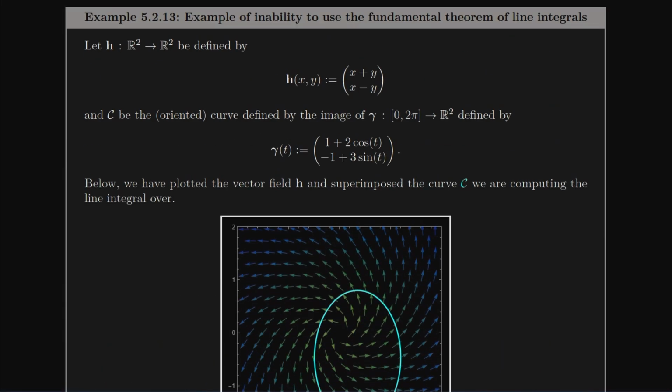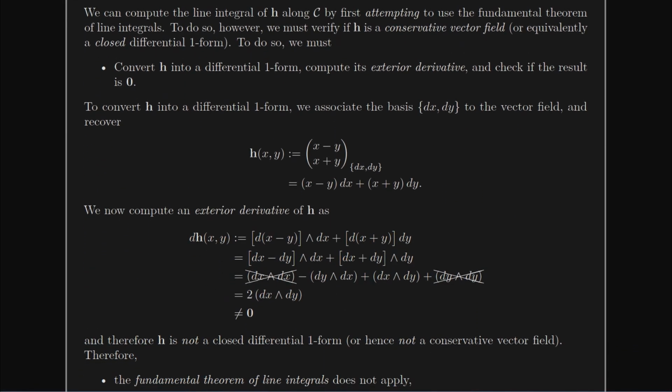Let's just do that by converting h into a differential form and finding its exterior derivative. So there's h. I'm going to associate dx to the first entry, dy to the second entry. So my first term is x minus y dx, and then x plus y dy, and I'm going to compute an exterior derivative. So that's actually just d on x minus y wedge dx, and then d on x plus y wedge dy. What do I get?